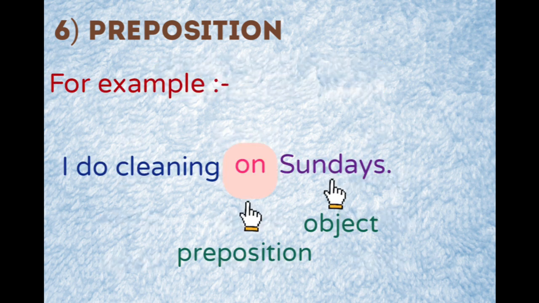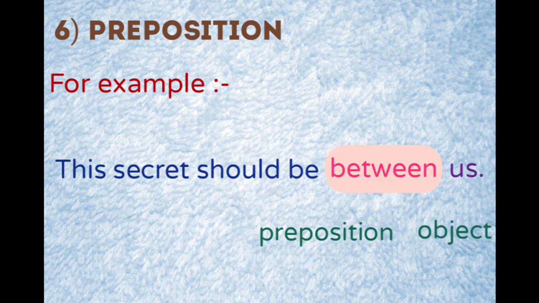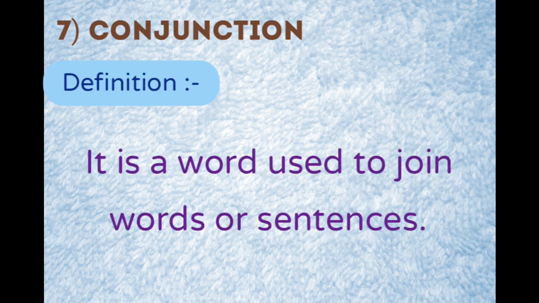I do cleaning on Sundays. Here, on is a preposition telling when you do your cleaning, on Sundays, and it has an object, Sundays. Another example is: this secret should be between us. Here, between is a preposition followed by an object, us, which is a pronoun in objective form. Good going, guys. Keep it up.